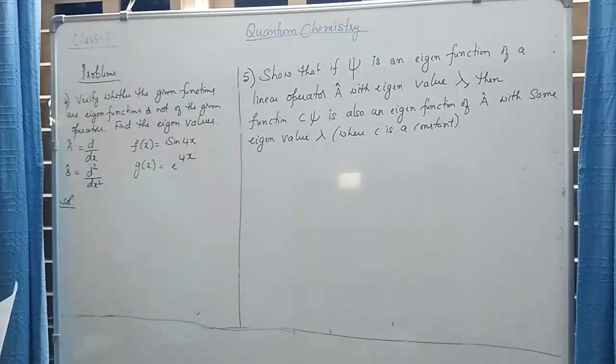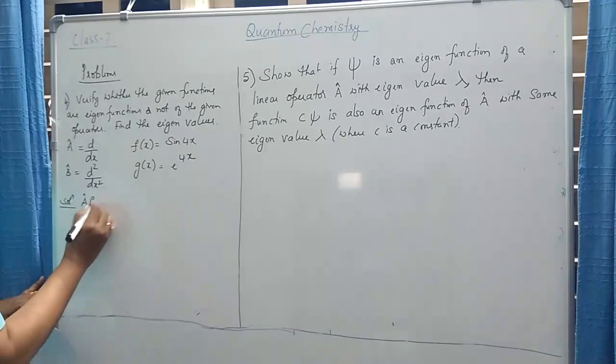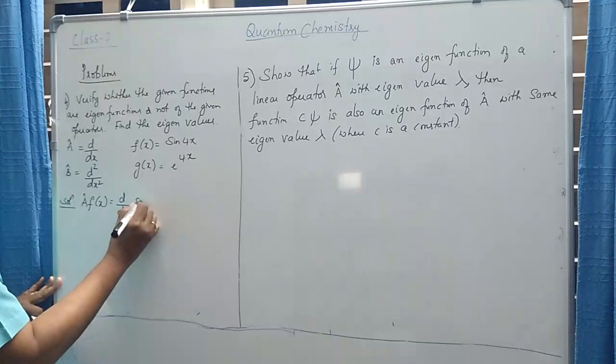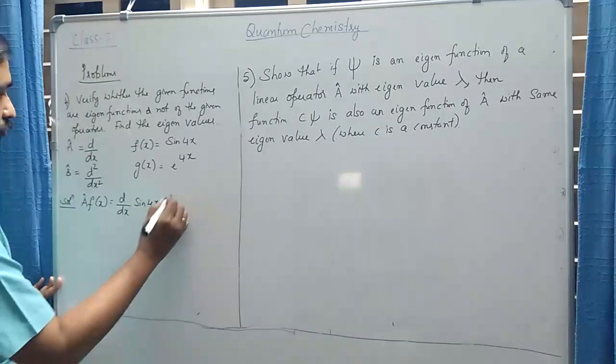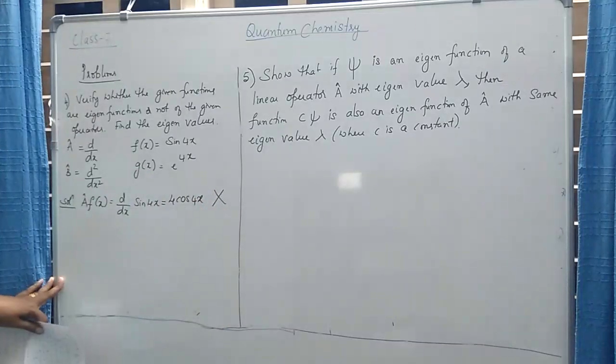So as per the definition of eigenfunction, when an operator A is applied on the eigenfunction, it gives back the same function multiplied by a constant. Such functions are eigenfunctions, and that constant obtained is called an eigenvalue. So let us verify by taking one by one. Let us first find out A of f of x, that is d by dx of sin 4x, which is equal to 4 into cos 4x. So this is not an eigenfunction because you are not getting back the same function.